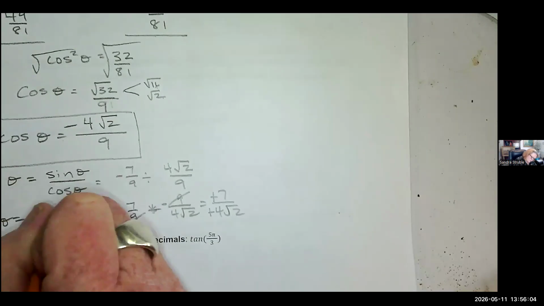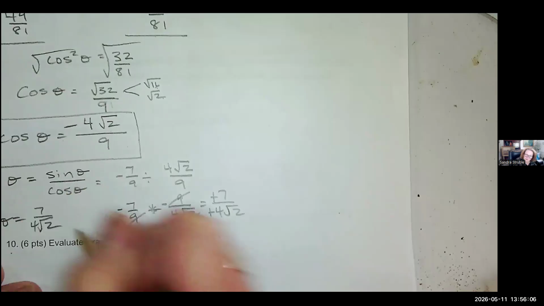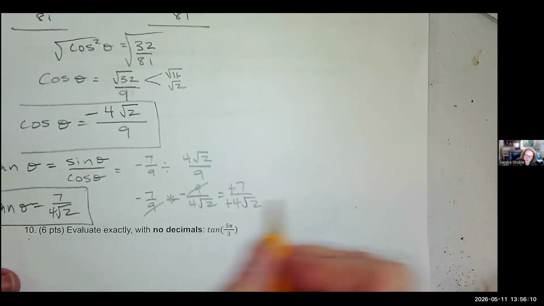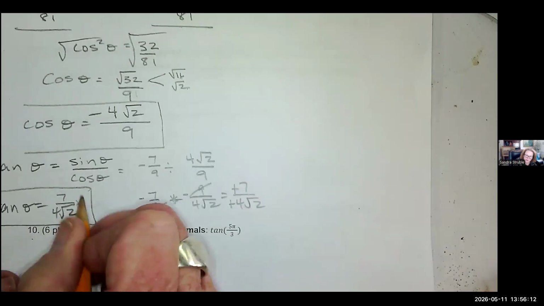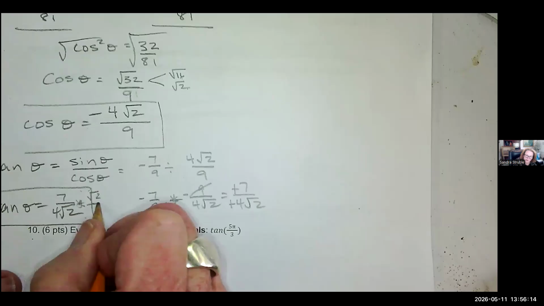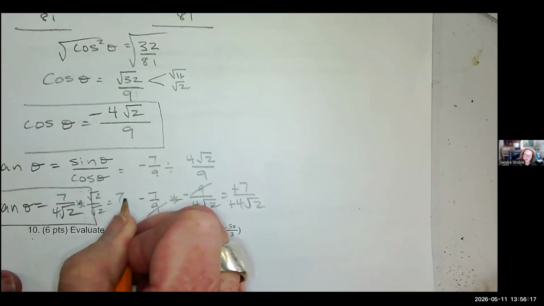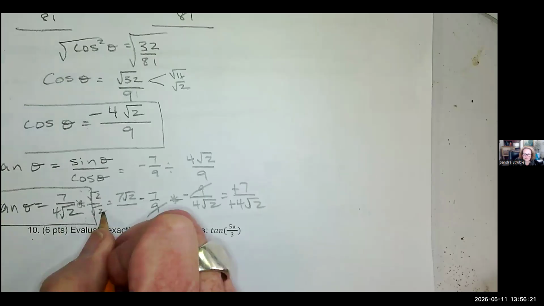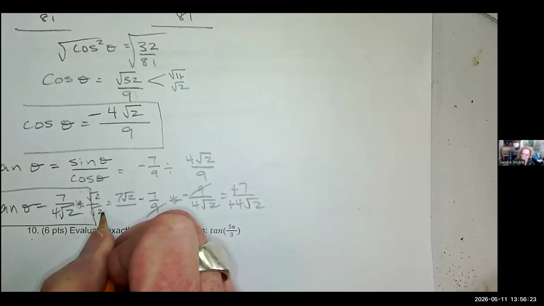Now, if you rationalize this, which is totally cool, you get your extra bonus point. You're just multiplying both the top and the bottom by square root of 2 over square root of 2, and you're left with 7 square root of 2 over square root of 2 times square root of 2 is square root of 4, which is 2. 2 times 4 is 8. That would be your bonus point.